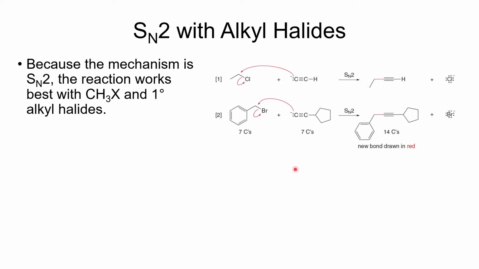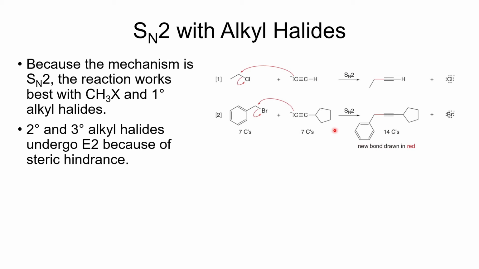All right. And here we've got 7 carbons in this. We've got another 7 carbons here, and we can combine them together to make a compound that has 14 carbons. So it's possible to make small compounds or large compounds doing this process.